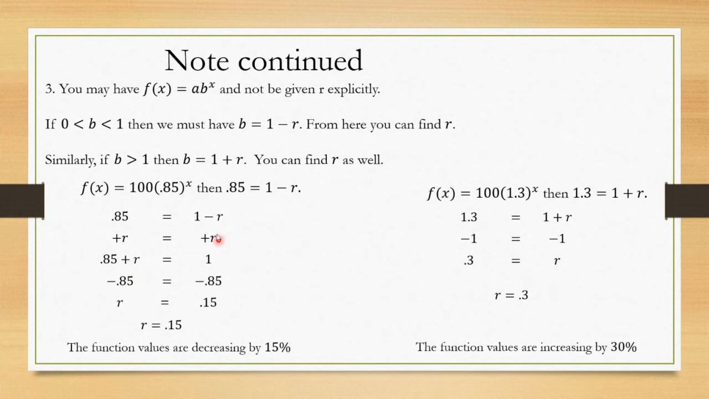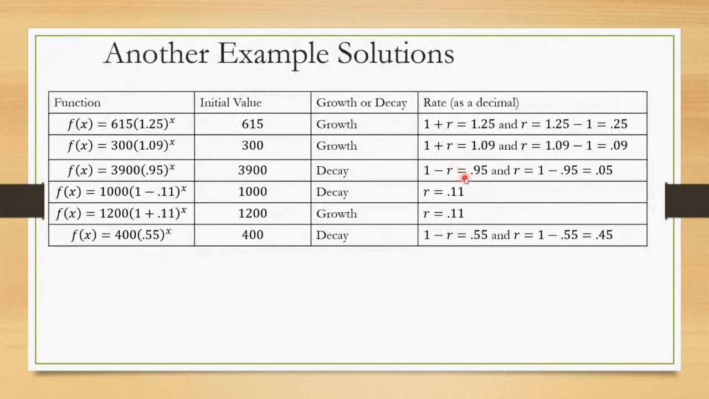Now, how do you get r? Well, it's really just this kind of calculation. Instead of 0.85, you would have 0.95. And you get 0.05. So the function values here are decreasing by 5%. That's 0.05 as a percent. These two are easy. In this one we have 0.11, but it's decaying. Here we have 0.11 also, but it's growing. And here the initial value is 1,000. Here the initial value is 1,200.